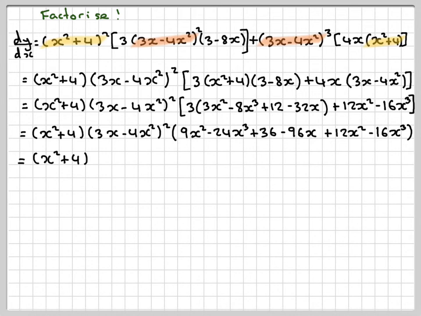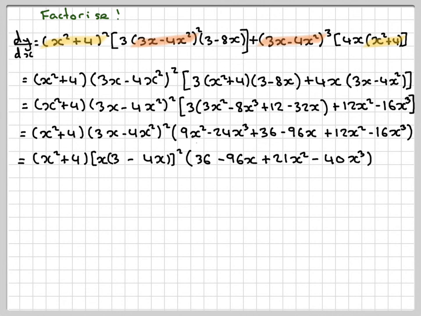Right, so multiplying these two out. Now here we've got a common factor of x, but don't forget it's x within an x squared. So actually when we take that out, it's going to become an x squared at the front. Right, here we've got 36, and the x term we just got minus 96x, and then we've got a 9x squared plus a 12x squared, which makes a 21x squared. And then we've got a minus 24x cubed and a minus 16x cubed, which means minus 40x cubed.